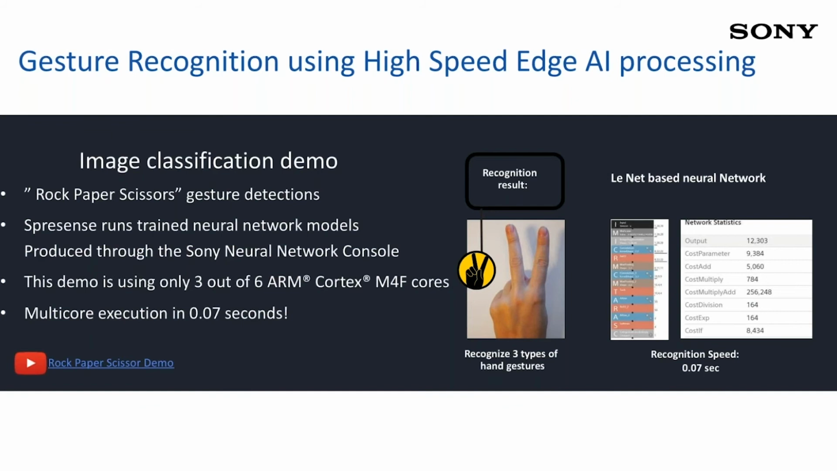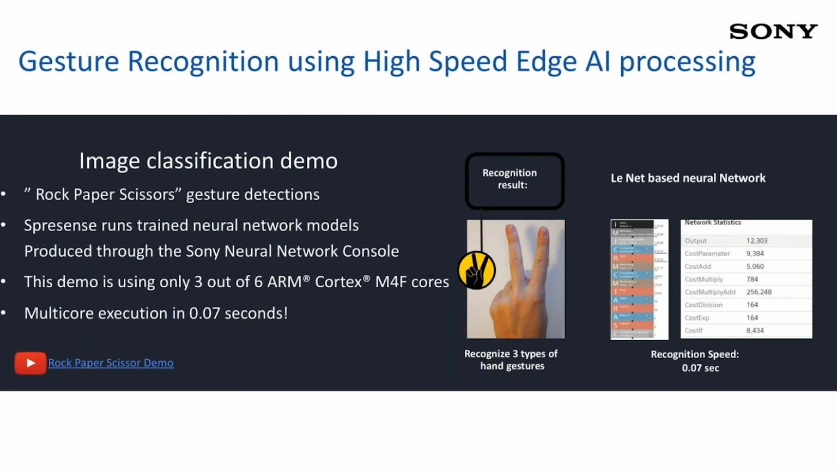So what is the expectation? I need to detect the gesture of my hand. We use the Spresense camera. So if it shows the scissor, on a little LCD it shows you this is a scissor. Or if it's rock, it shows this is a rock. The important thing here is this is a very simple example. But what I want to tell you is this demo is only using 3 out of 6 ARM cores. And with just 3 cores, the execution time is only 0.07 seconds. So this is really fast.